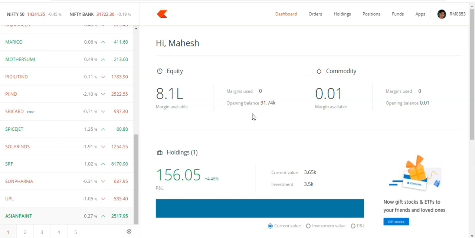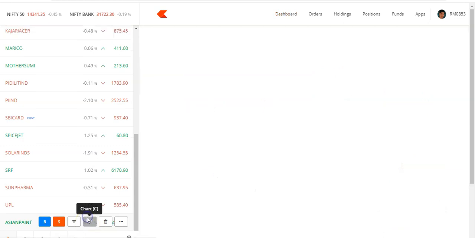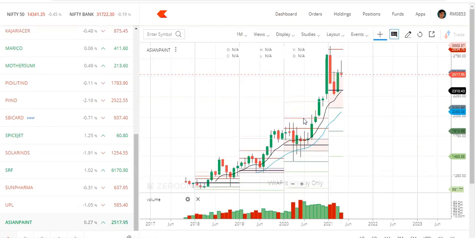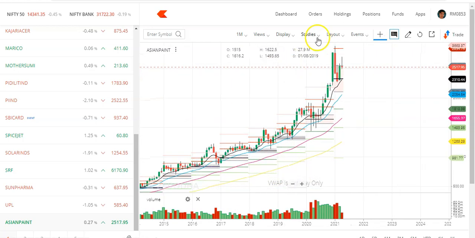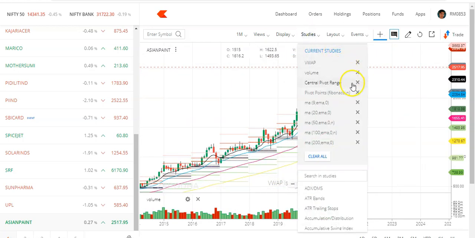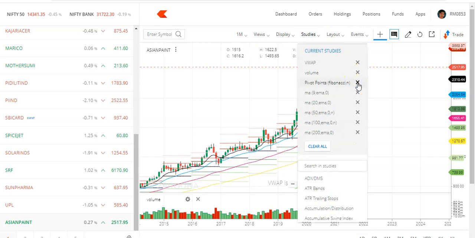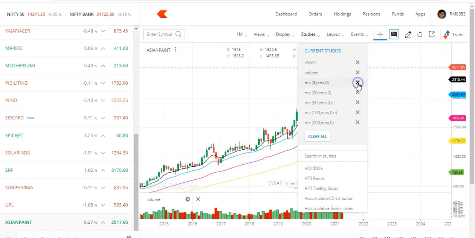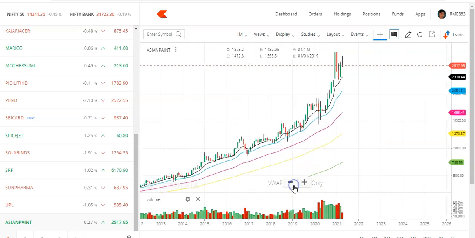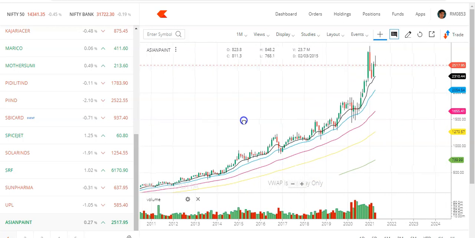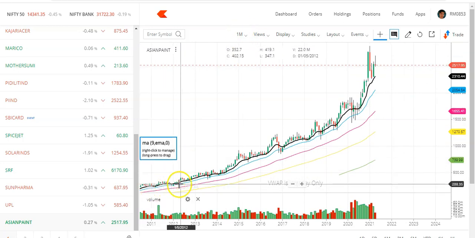Say, for example, let us take Asian Paints. This is India's largest paint manufacturing company at this point in time. So this is a monthly chart of Asian Paints. I have got a lot of indicators, so I'm going to remove the ones we don't need now. Okay, now this is much cleaner. Let us start from 2011. This is a monthly candlestick chart of Asian Paints.